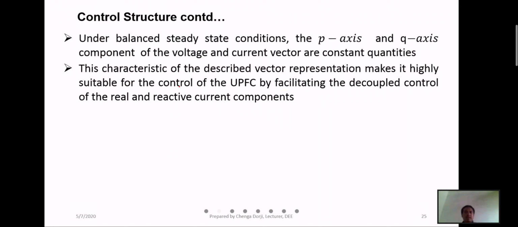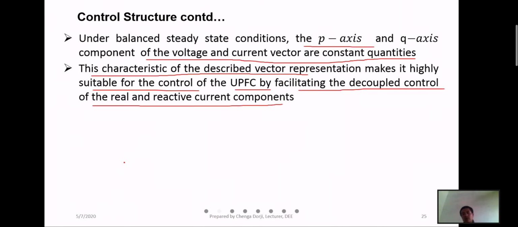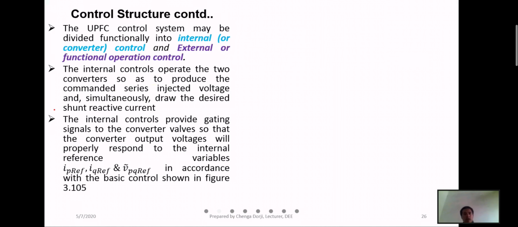Then under the balanced steady state condition, the P axis and Q axis components of voltage and current vectors are constant quantities. These characteristics of the described vector representation make it highly suitable for the control of UPFC by facilitating the decoupled control of real and reactive components. So you can have that decoupled. Now, this is just a brief introductory part of the control structure.